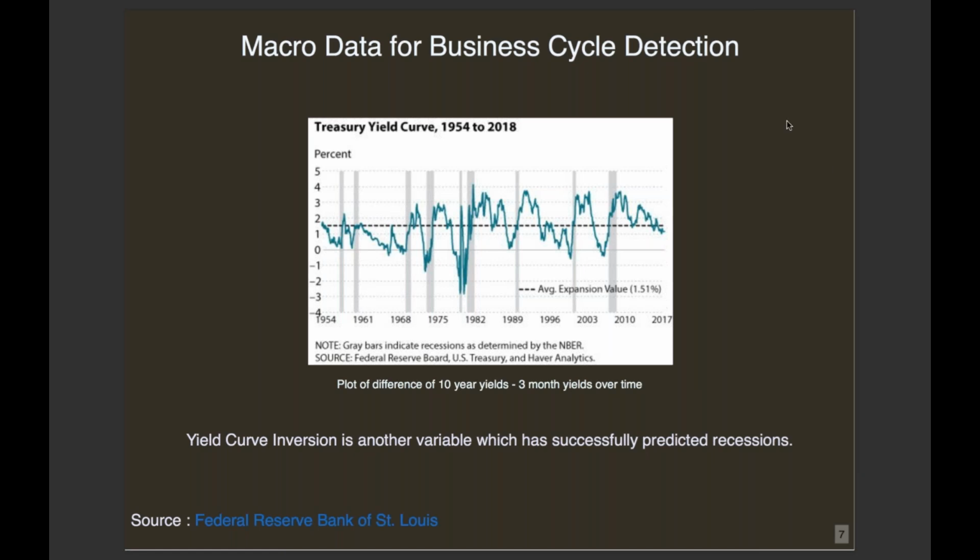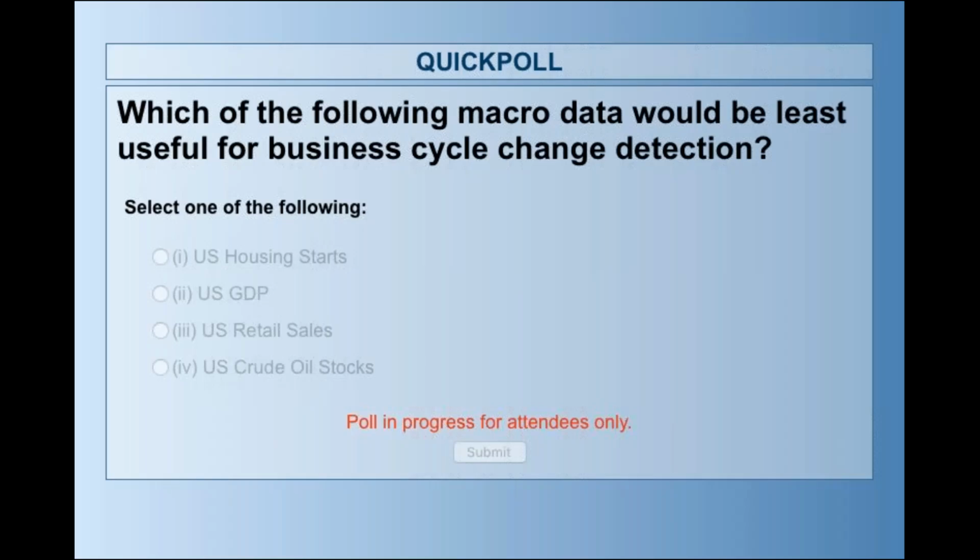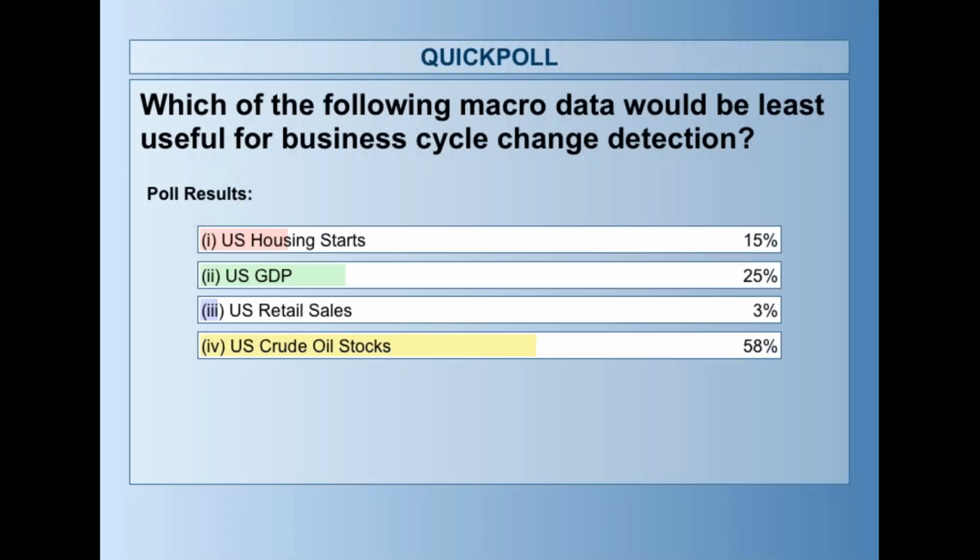And now it's time for a second poll question. Which of the following macro data would be least useful for business cycle change detection? Okay, so we have the results here, and very rightly so. Most people guess that US crude oil stocks would be least likely to predict a change in business cycle.